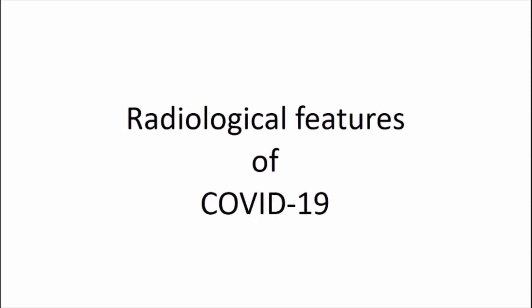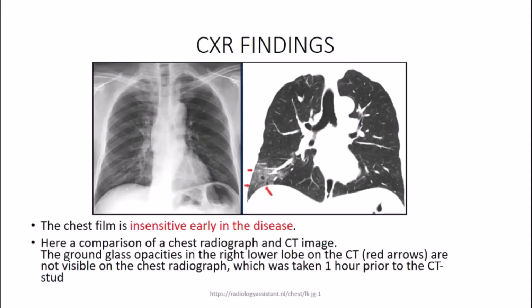Now we will talk about the radiological features of COVID-19. So first, chest X-ray findings. The chest X-ray is relatively insensitive early in the disease. It's very difficult to visualize ground glass opacities that are seen clearly on CT scans, but you can see just a normal chest X-ray in this patient. Okay, this is just 1 hour before the CT.